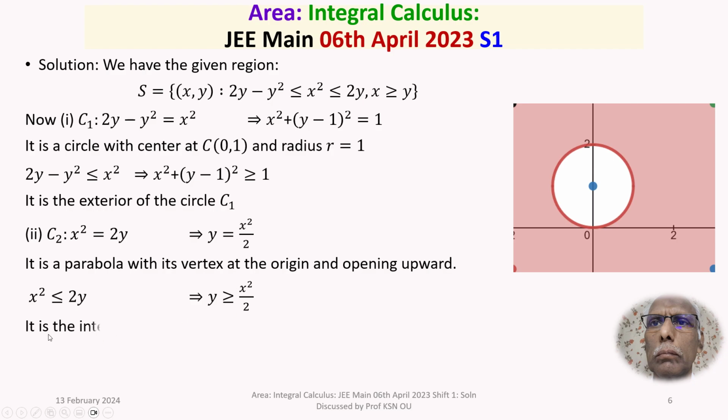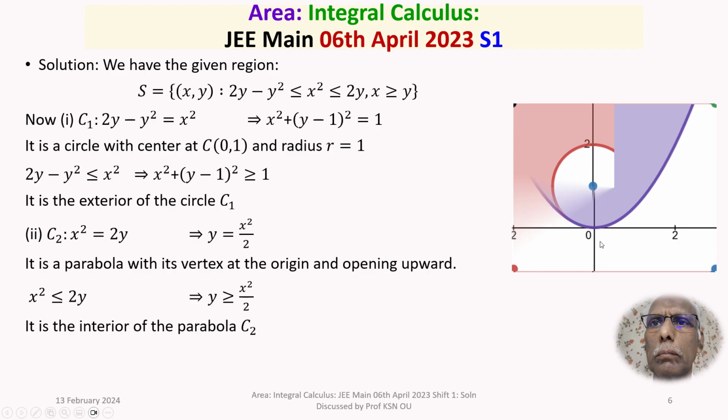So it is the set of all points in the interior of the parabola C2. This is the parabola y is equal to x square by 2 with vertex at 0, 0 and opening upwards, and the interior is this one. The interior is the shaded one.